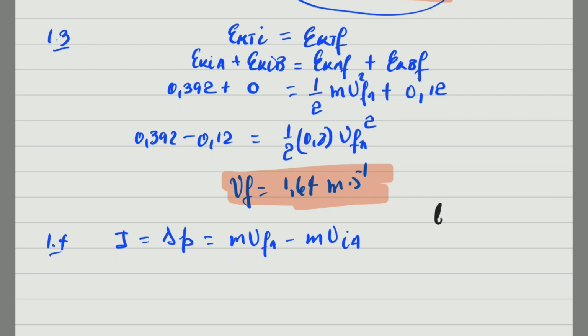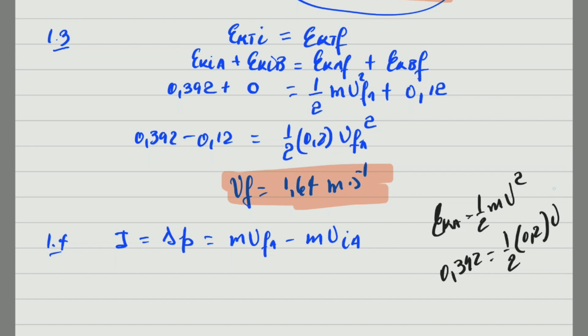Let's quickly do that. The kinetic energy of ball A is equal to half mass speed to the power 2. The kinetic energy is given to be 0.392, and this is equal to half multiplied by 0.2 and the speed to the power 2. If you calculate this one here, the answer for the speed is going to be equal to 1.9798. Let's round off properly here. It will be 1.98 meters per second, and that is what you substitute in there.